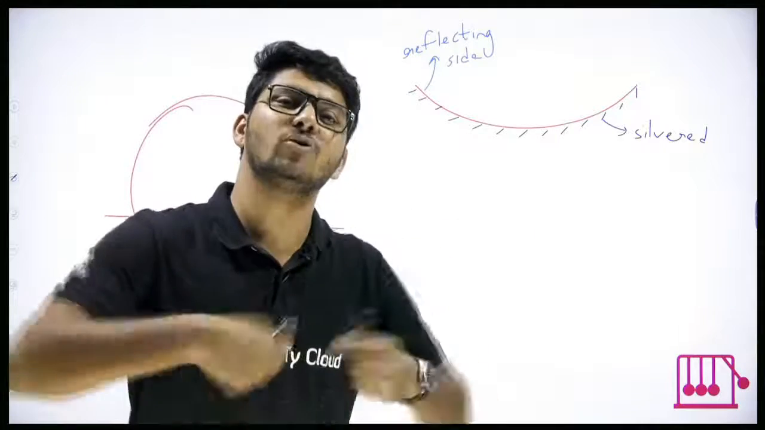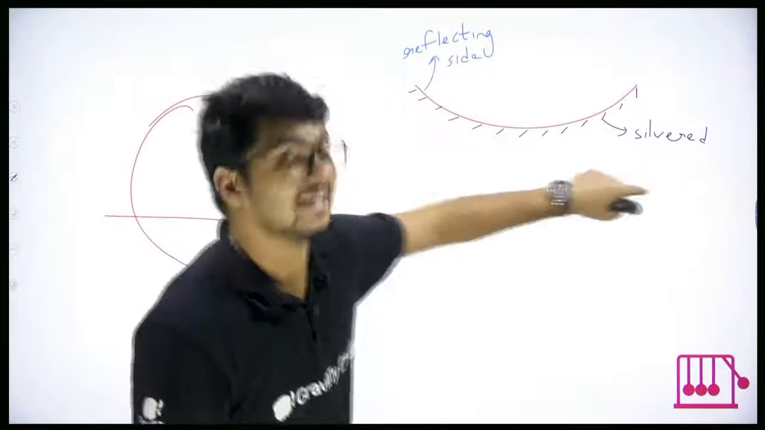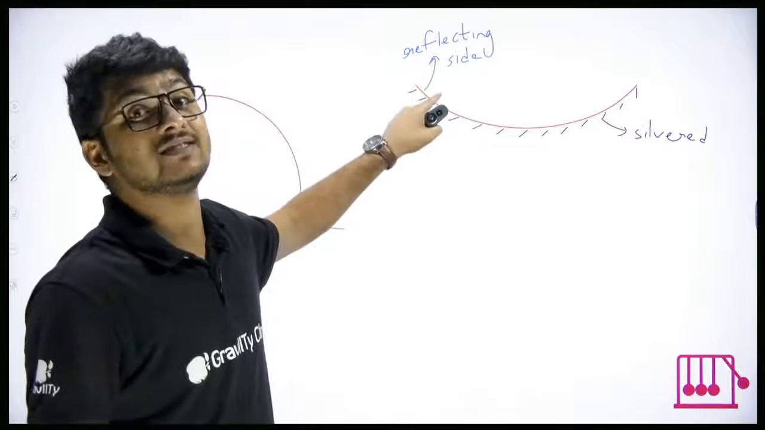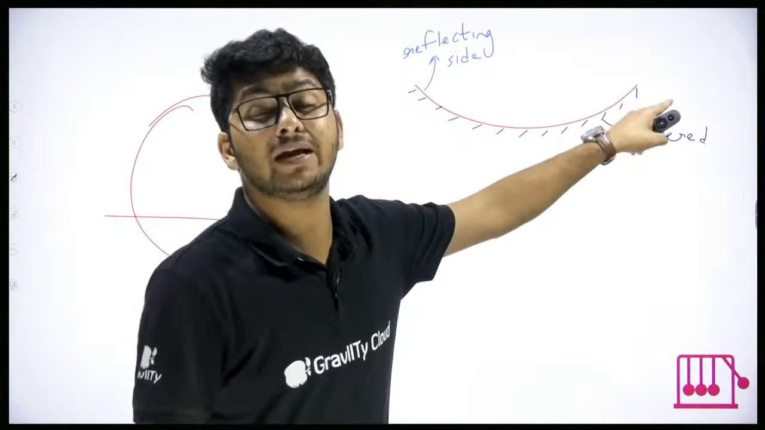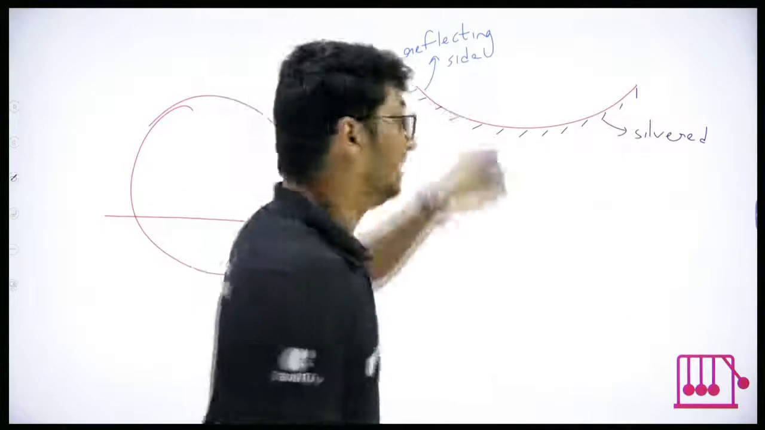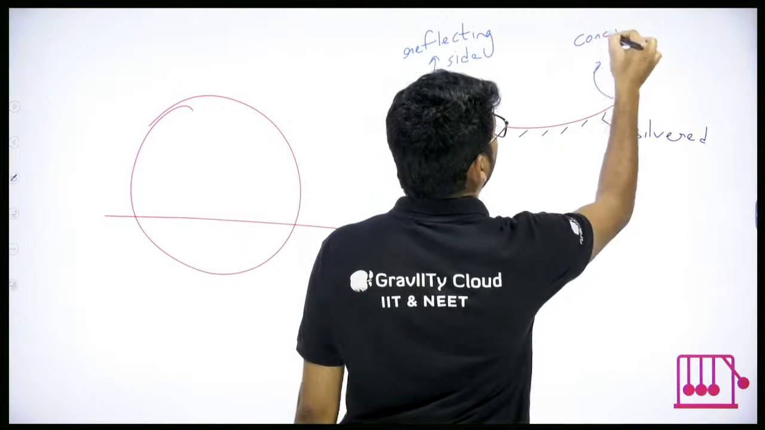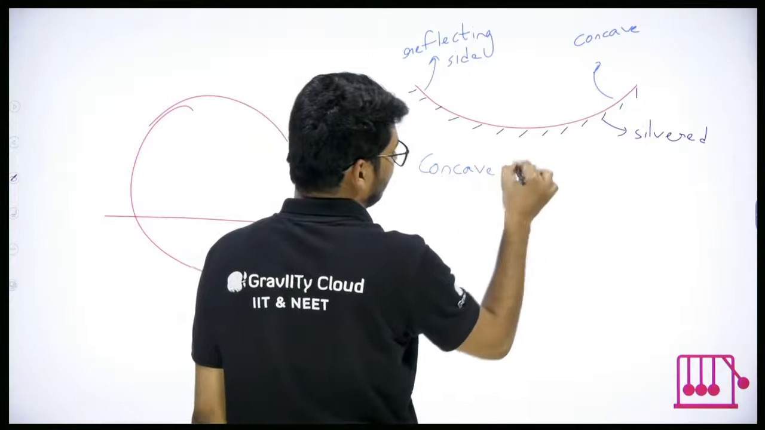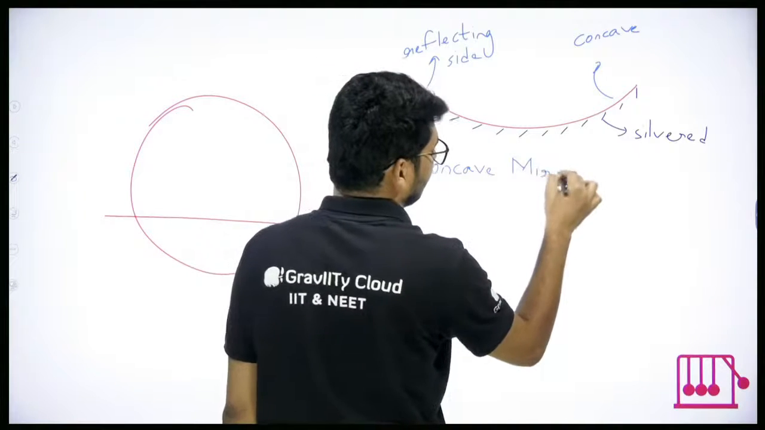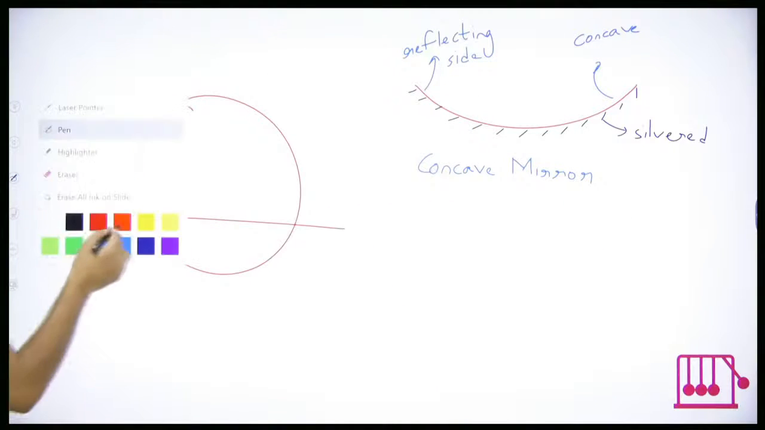And when we make it into a mirror, it has two sides. One side will be called the silvered side and the other side will be called the reflecting side. Now here, which side did we make reflecting? The inside one, the concave side. So it is called what? It is called a concave mirror.